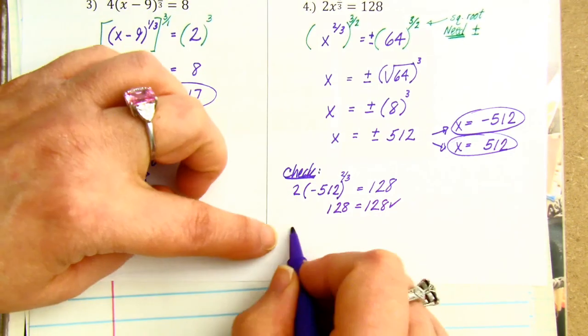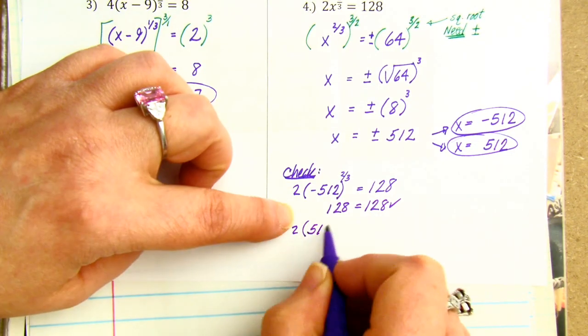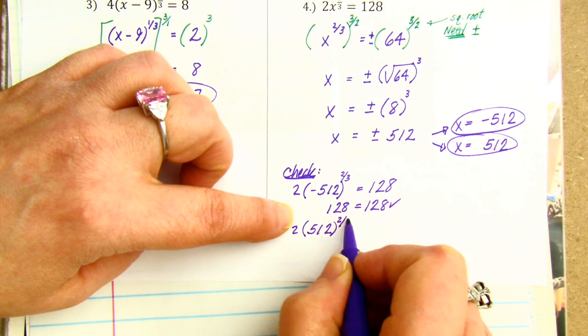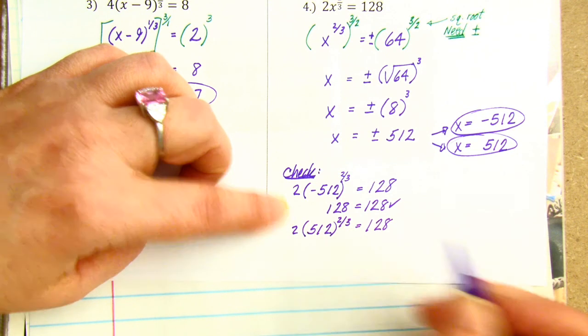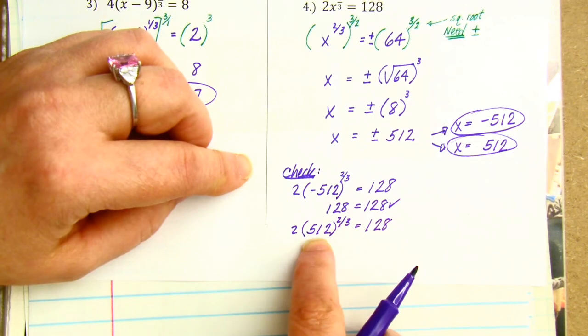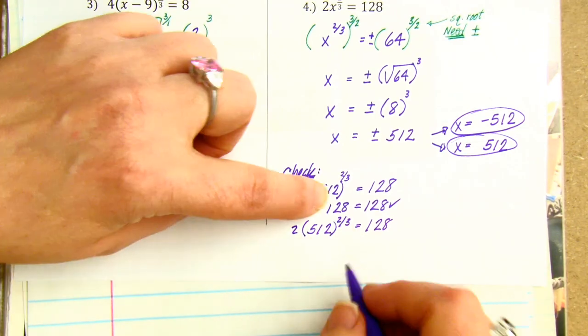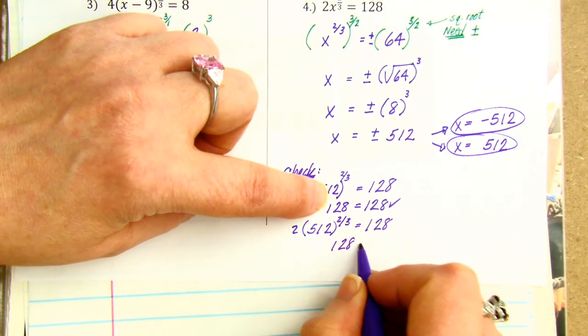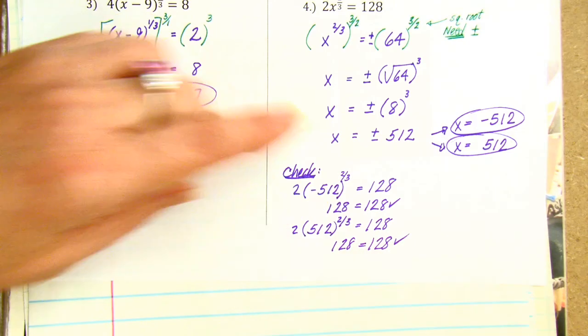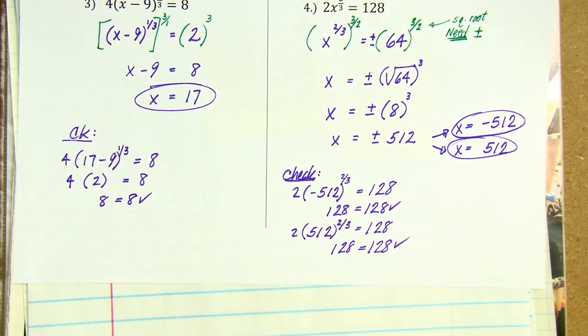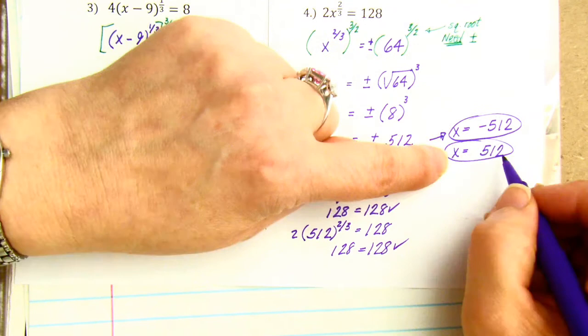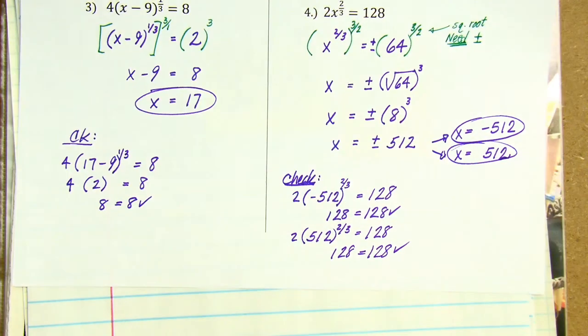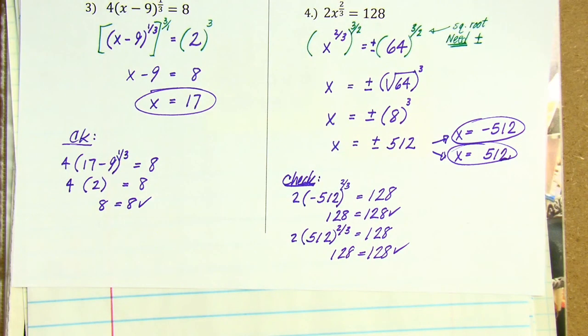Then we check the positive case. You're going to get the same thing. The cube root of 512 is 8. 8 squared is 64 times 2 is 128. So it works for that one as well. So in this example, I had two solutions because I had to use plus or minus.